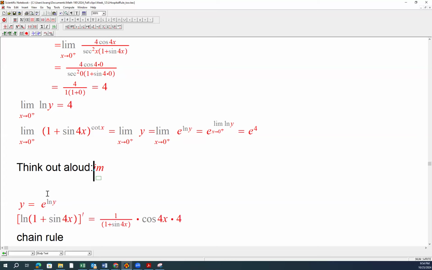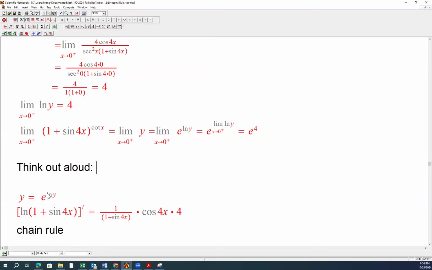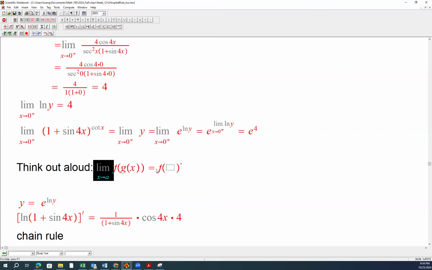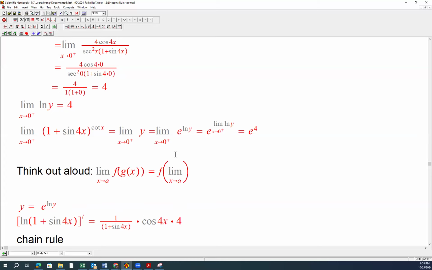I'm sorry, let me redo it. Okay, the limit as x approaches a of F composite G of x equals F of the limit of G of x.